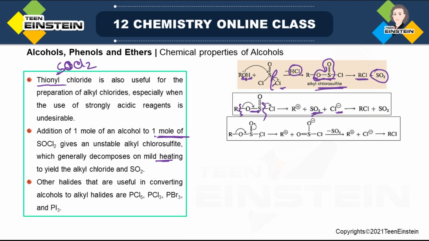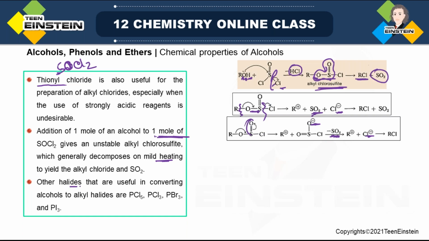Or you can also consider that this RO bond is broken first, and there is a negative charge over oxygen, because there is a double bond between oxygen and sulfur, but one of these bonds will be broken. That is why there is a negative charge over oxygen. Finally SO2 is removed and Cl minus is there. So in both these ways you can consider the mechanism, but the final product is alkyl halide.